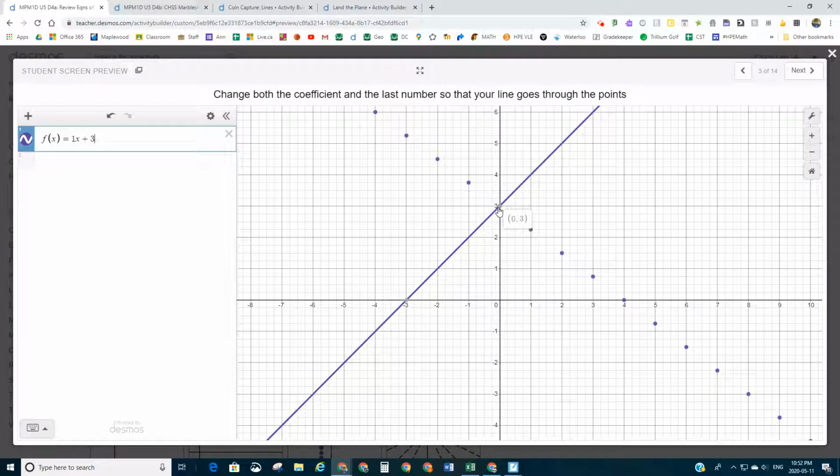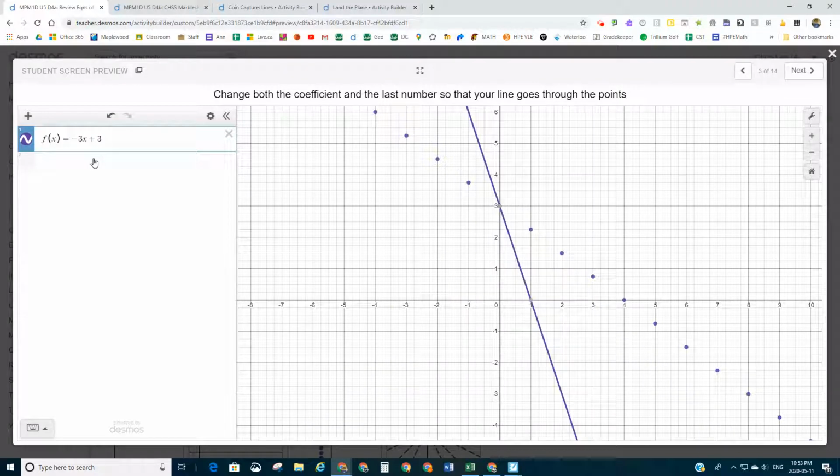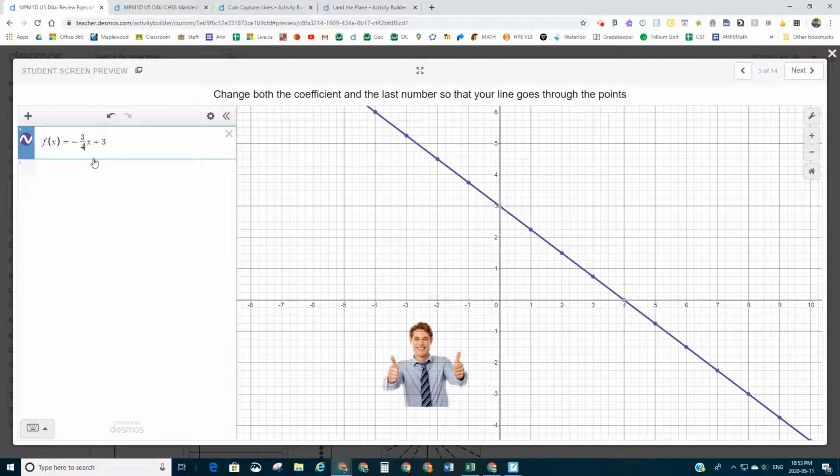But if I can see from going from here to here, then I'm going to go down 1, 2, 3, and over 1, 2, 3, 4. And so I'm going to change my slope to -3 over 4, divided by 4. And I get the thumbs up again.